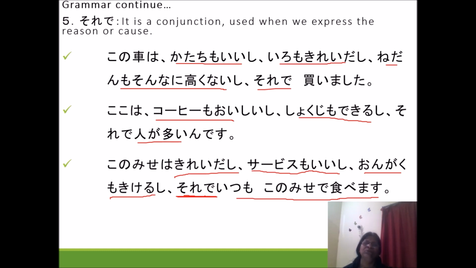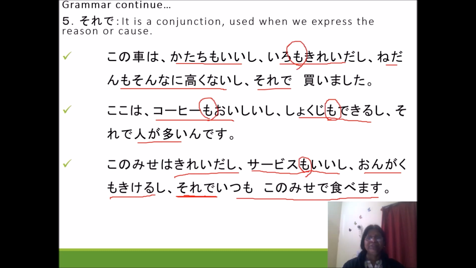My dear friends, you must understand where to use sore ni and sore de. Sore ni we use when we add a similar fact or similar situation or similar points in a sentence, and sore de we use when we explain the reason and cause. Understood? Please don't confuse sore ni and sore de.